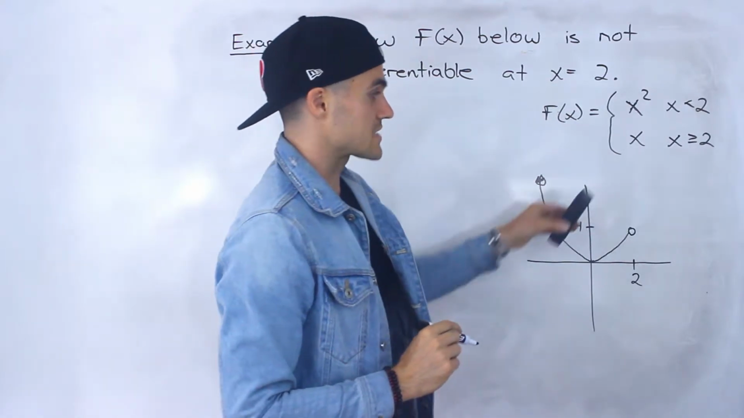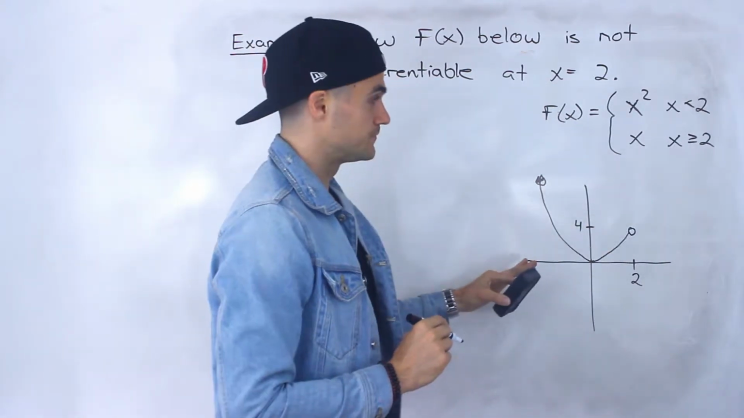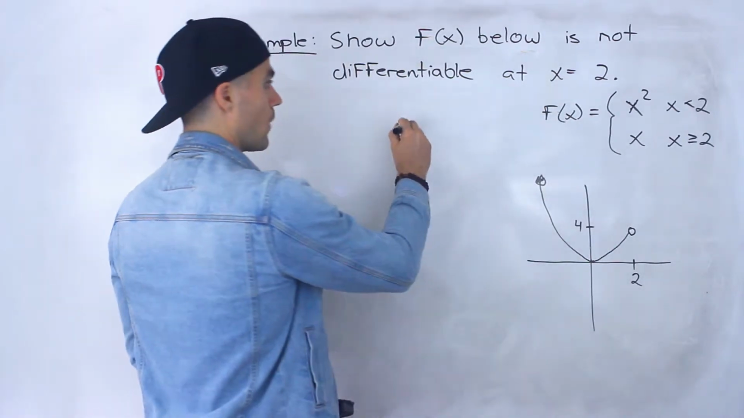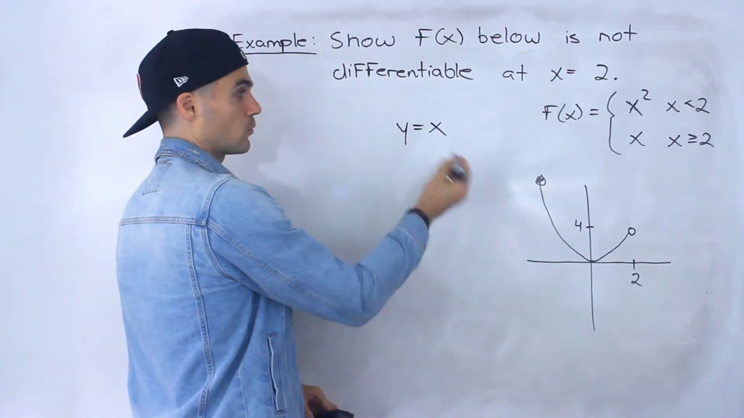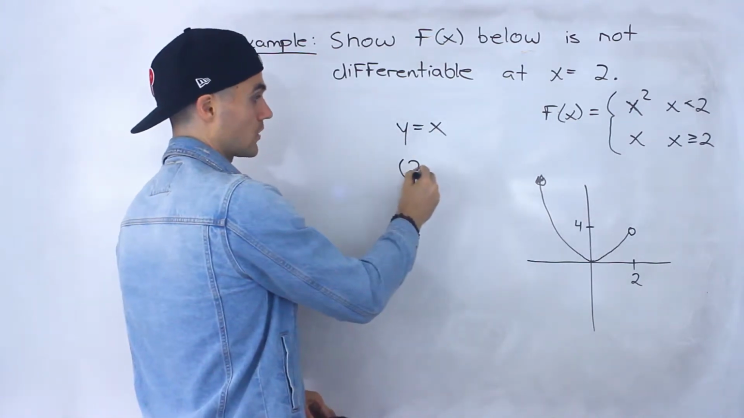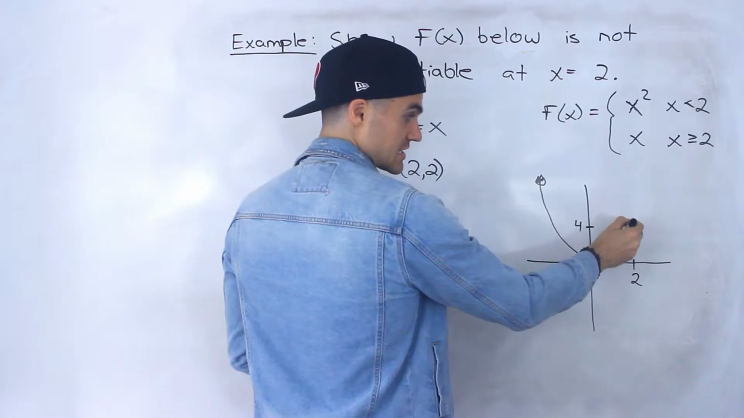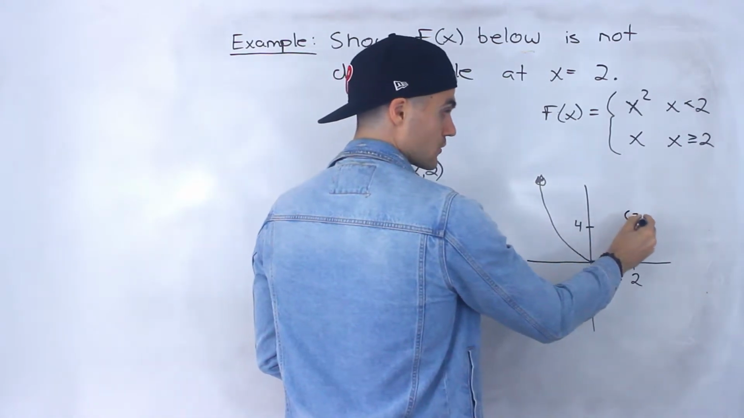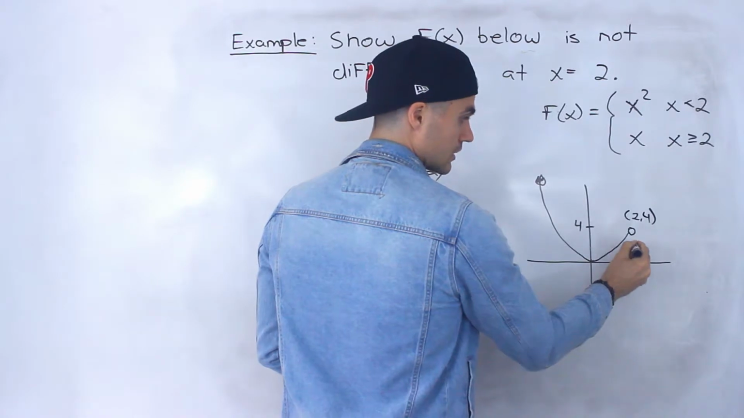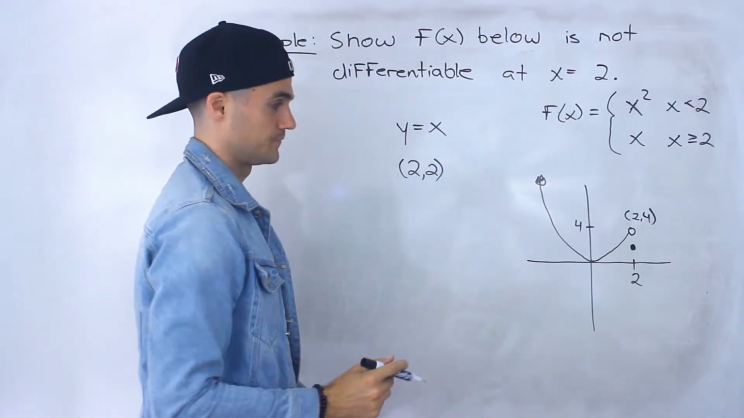Now, y equals x, that's just the line. And notice at an x value of 2, y equals x is going to have what y value? It's going to have a y value of 2 as well, right? The coordinate is going to be 2 and 2, versus the coordinate for this hole, which is 2 and 4. So 2 and 2 is going to be right there.